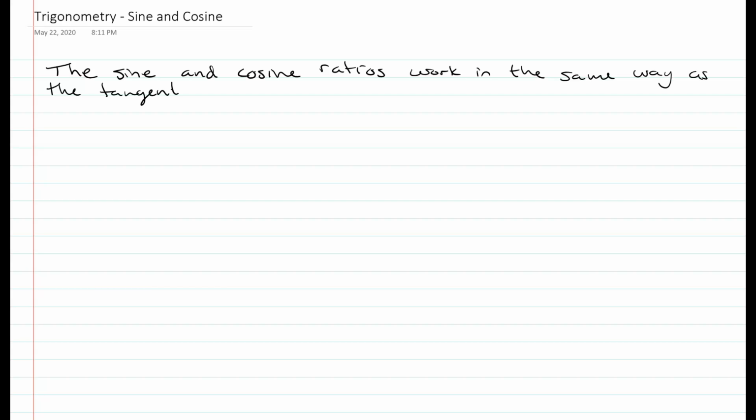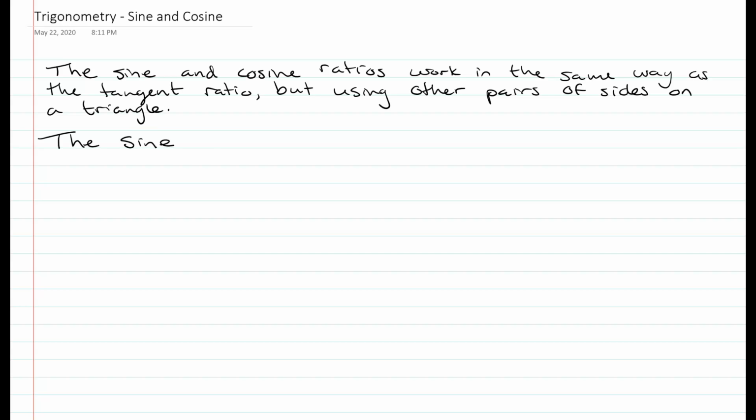The sine and cosine ratios are two more trigonometric ratios like the tangent ratio. So they work in the same way as the tangent ratio in that they are a relationship between two sides of a triangle. But they're using other pairs of sides than the tangent ratio.